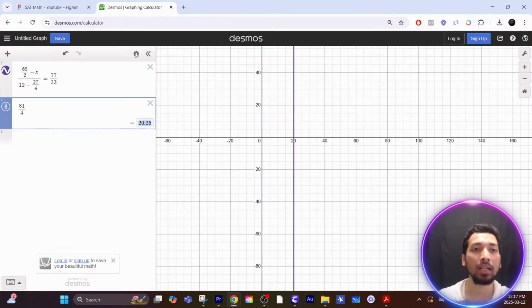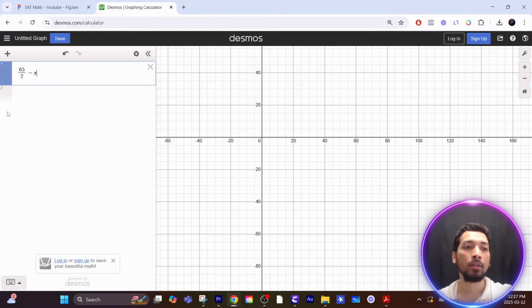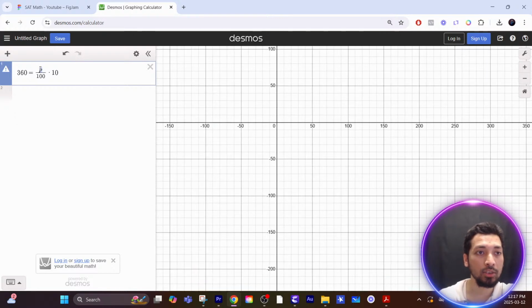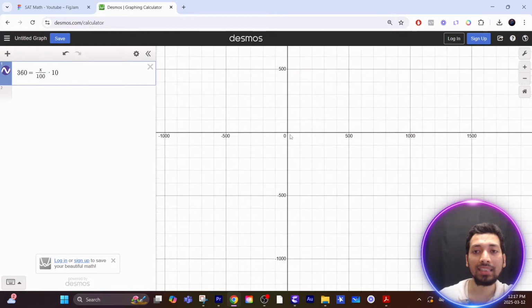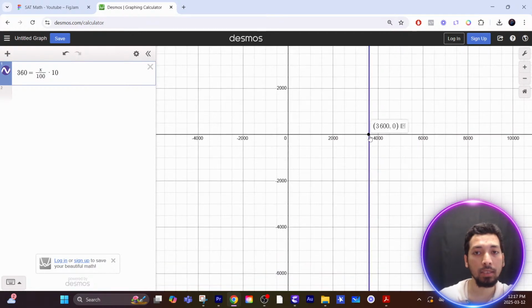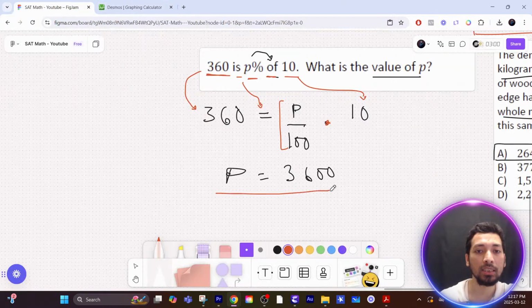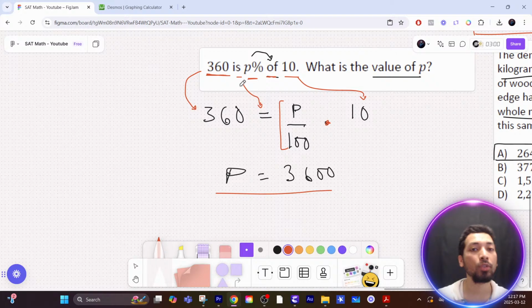So now you can just plug this in our DESMOS. Again, we have 360 is means equal P over 100 times 10. Now to get the value from the DESMOS, we just need to change this with x or y. So I can see that my value is coming out to be 3600. So x is equal to 3600. That's my answer, which is p is equal to 3600. So 360 is 3600% of 10. That's my answer over here, and that's how you can solve it.